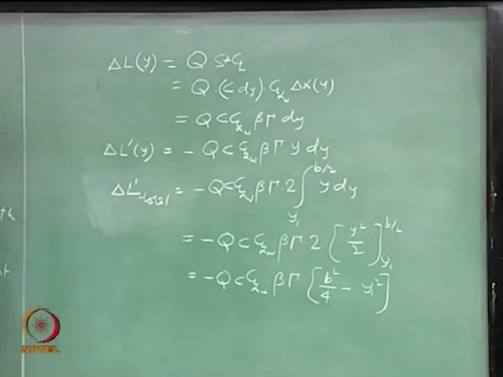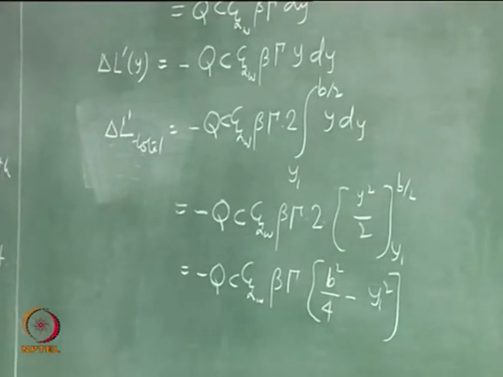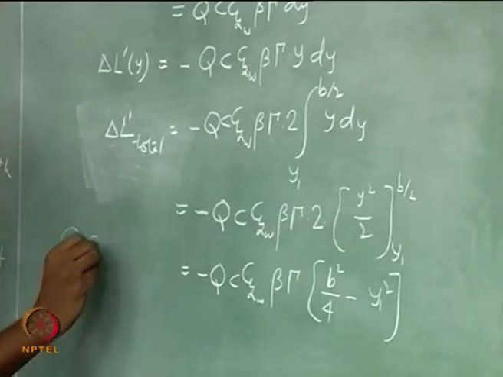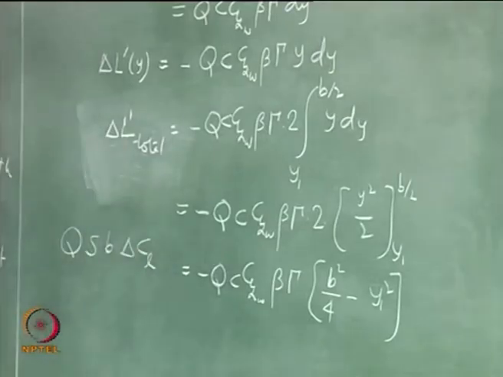So, change in delta CL, the rolling moment coefficient, that has to be now found out keeping the wing as reference condition. So, q S b into delta CL, right. There is a change in rolling moment coefficient.